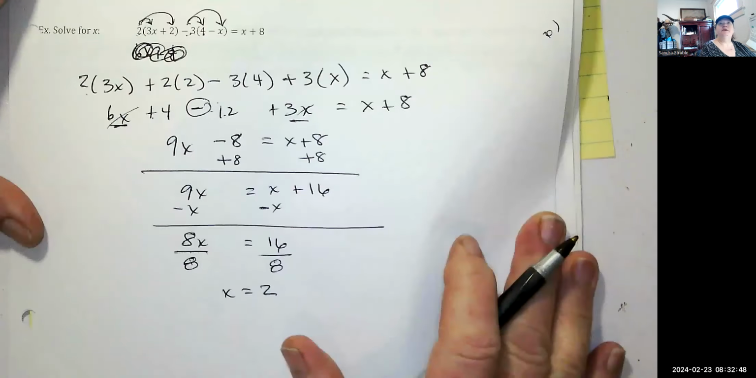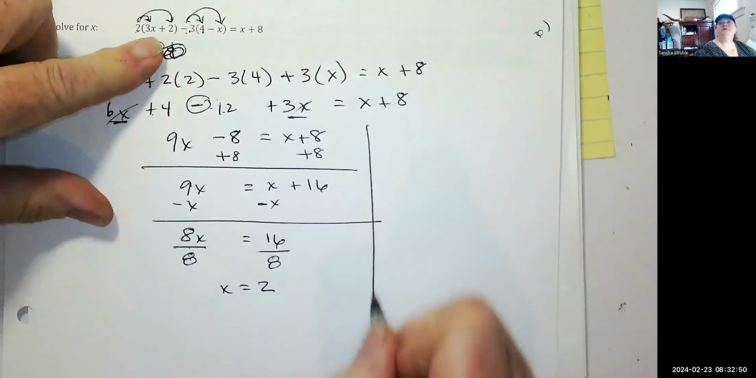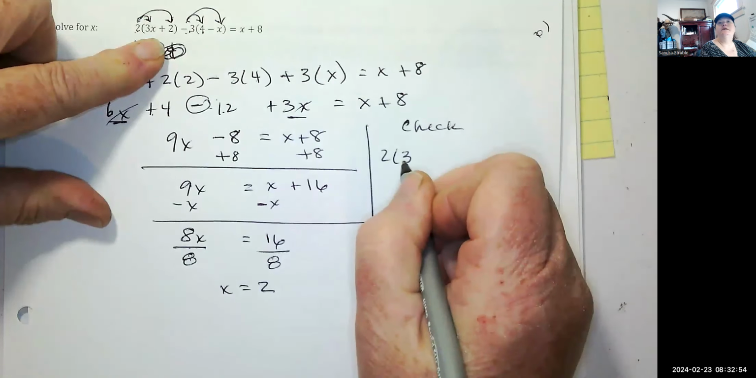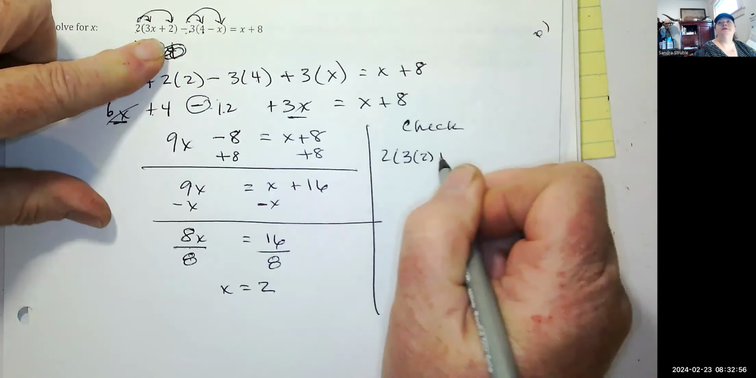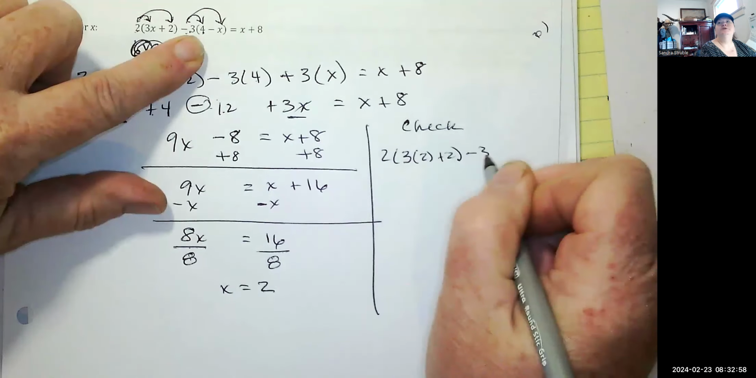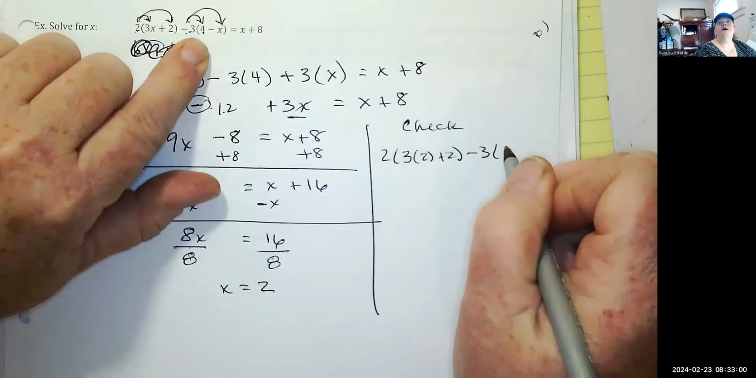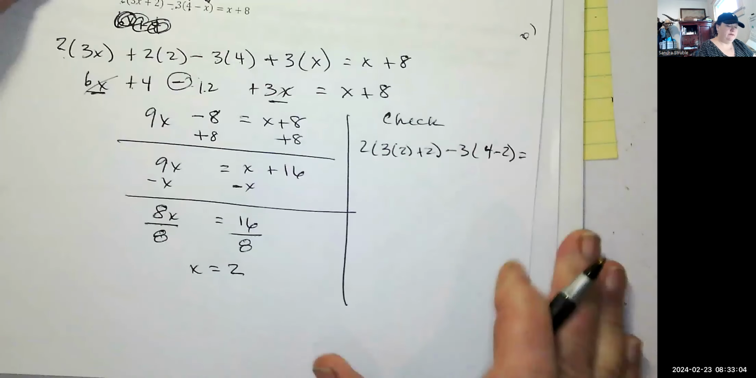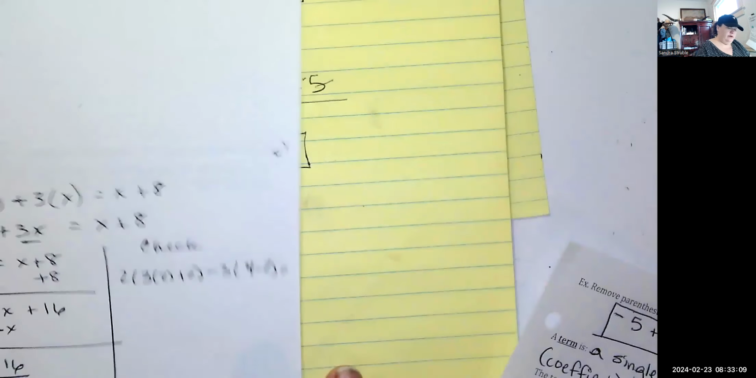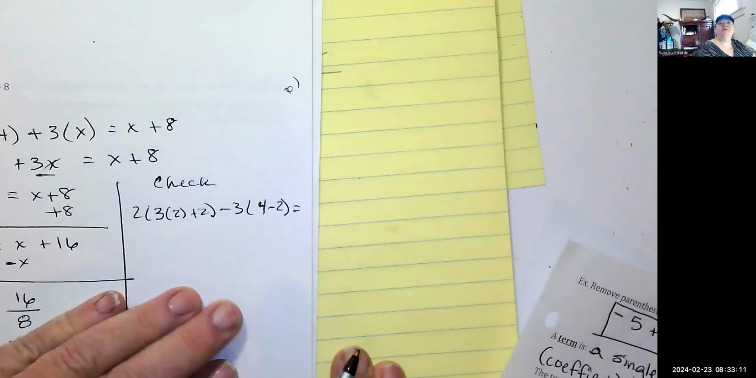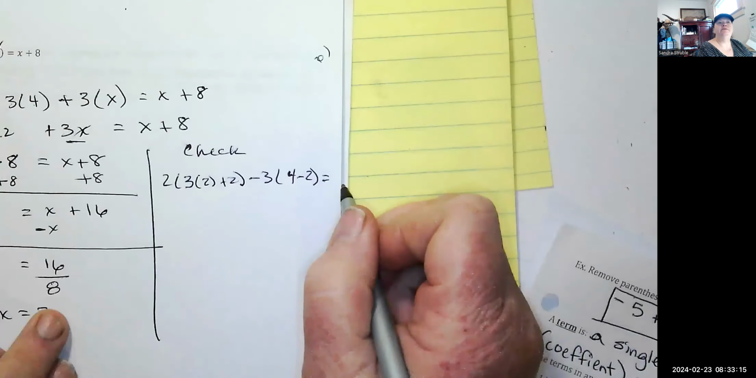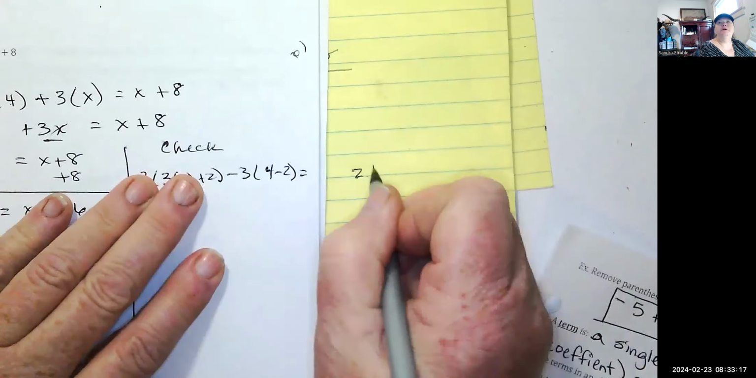Let's check this. So we've got 2 times 3, 3 times 2 plus 2, minus 3 times 4 minus 2. I'm going to run out of space, so I'll carry it on over here. It's equal to, what was the answer? It was 2. Is equal to 2 plus 8.